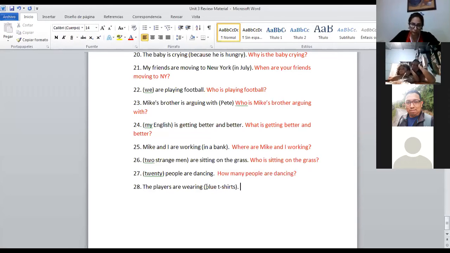Blue t-shirts is the answer. What are players? What are the players? Are no, wearing. Ya no otra vez are, porque ya va aquí. Okay. ¿Qué están los jugadores? Wearing. Okay. What are the players wearing? They are wearing blue t-shirts.